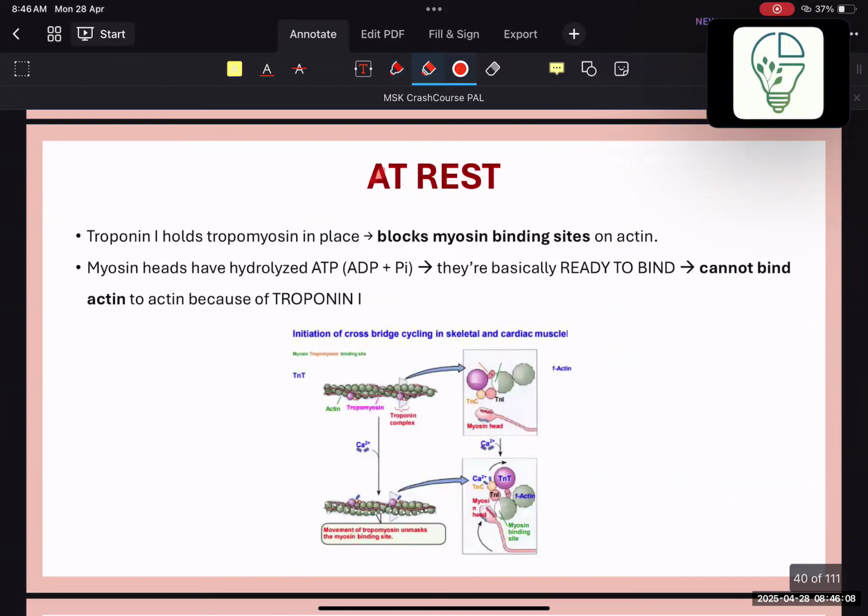Now, when you're at rest, as I said, your troponin I is going to hold your actin in place, not tropomyosin actually. So it's going to keep your actin tightly bound. And this is going to help ensure that the tropomyosin is blocking your binding site. Your myosin, on the other hand, has ADP and P. And you may be asking, where did this ADP and phosphate come from? We'll explain when we get into cross-bridge cycling.